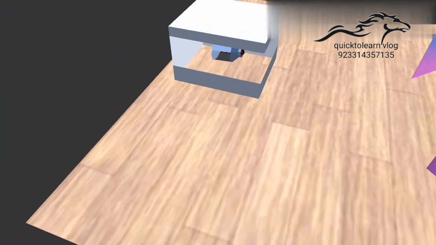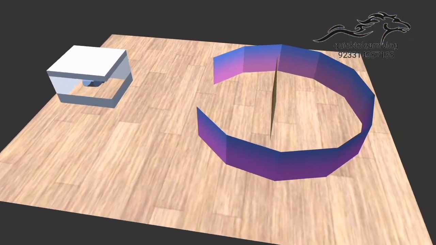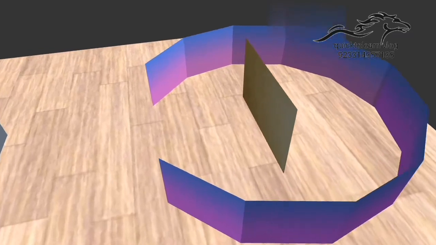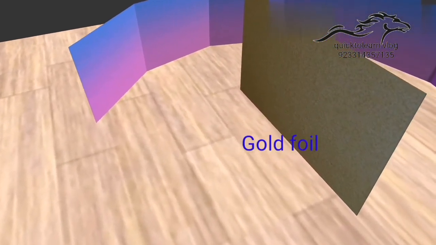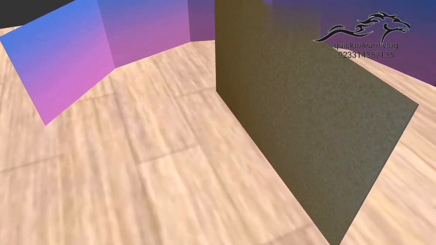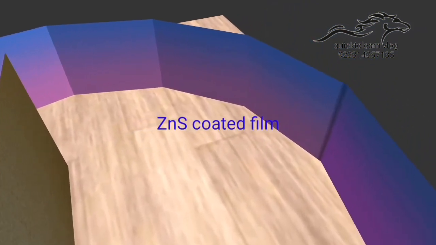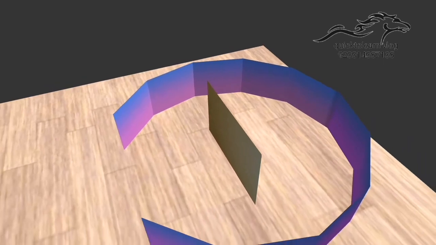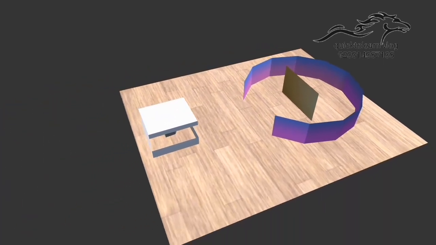The second thing that was used in the experiment was thin gold foil. And the third thing is a photographic plate or zinc sulfide coated film. Radioactive elements emit alpha particles, alpha rays, which consist of helium nuclei.